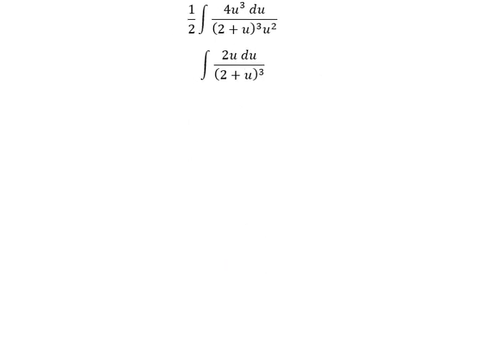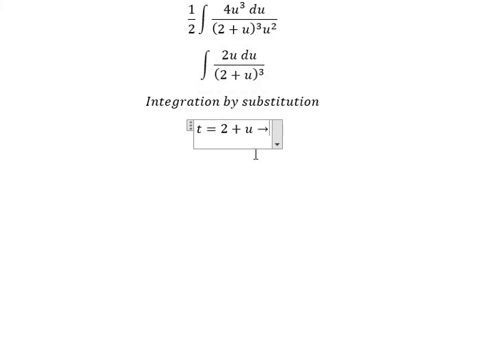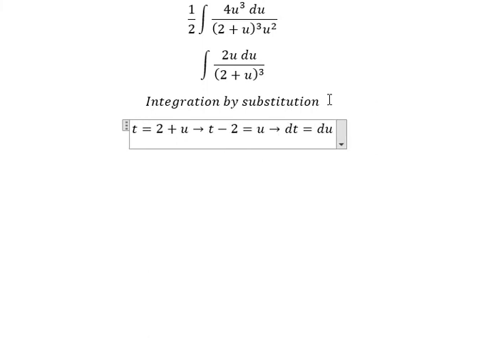Now, I need to use another integration by substitution. So I will put t equal to 2 plus u, because we still have u in here, so we put number 2 on the left. Next, we put the integration. We take the derivative of both sides. We have dt equals du.